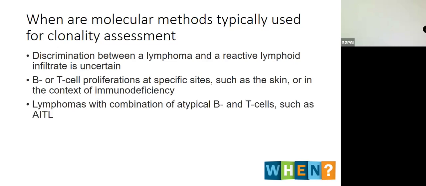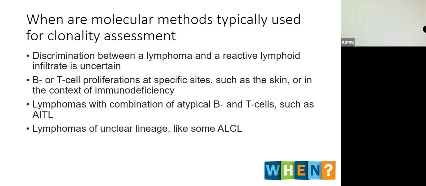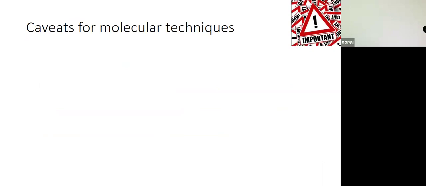For example, in AITL, you may have atypical B as well as T cells, one of which may dominate, and the T cell clone, although it is the pathological clone, you may miss it. In addition, when you have ALCL, where not many of the T cell antigens are expressed, there you might need to resort to clonality assessment. However, this is not the normal scenario for us, and that is why life is a little bit easier.